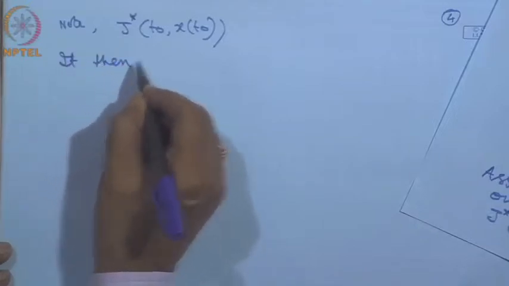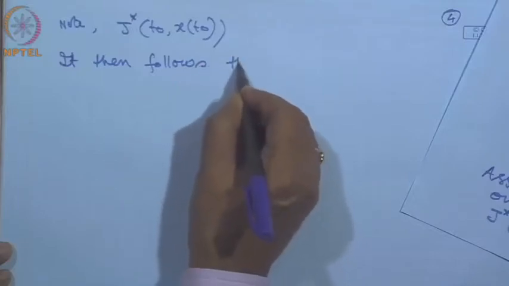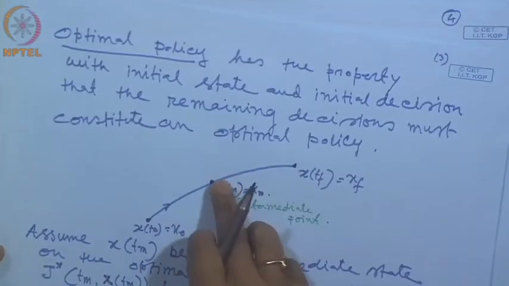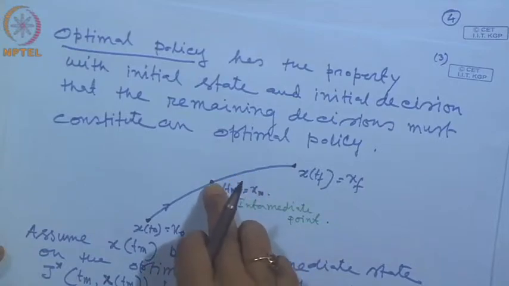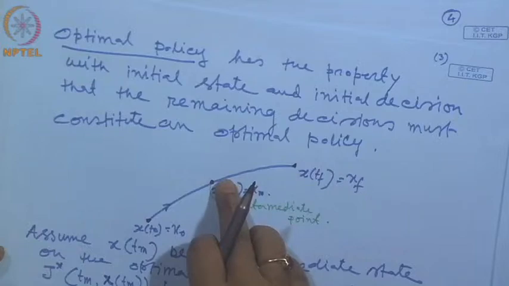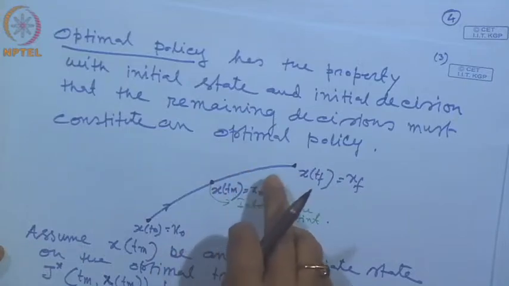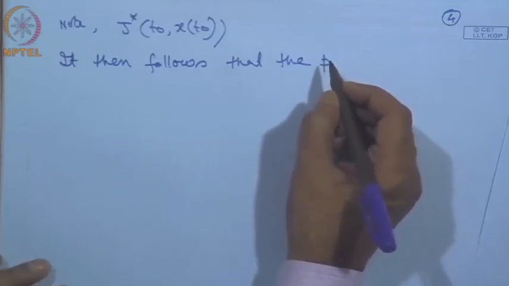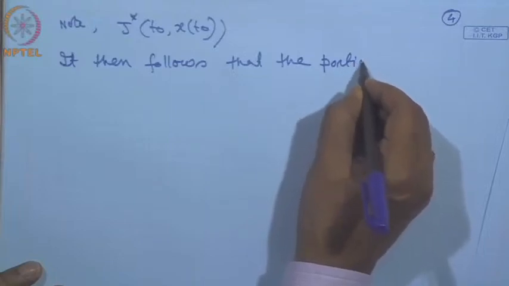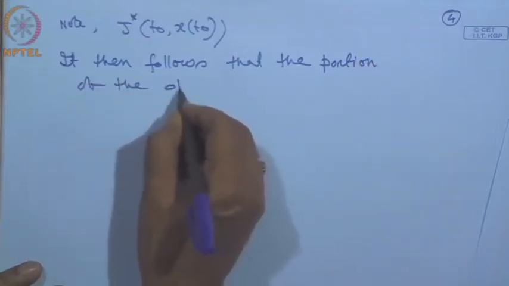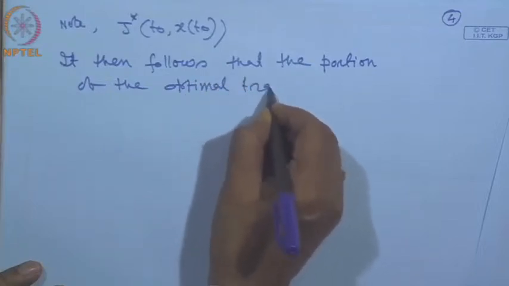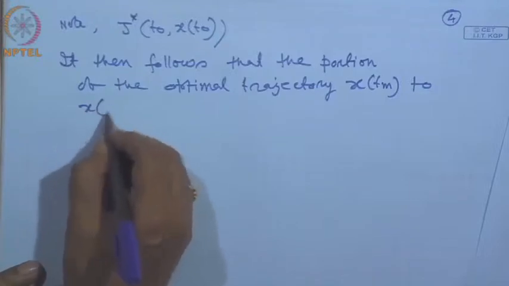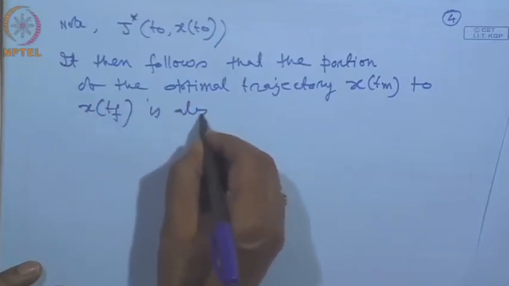Then it follows that the portion of the optimal trajectory, from the intermediate point to the terminating point, has optimum cost J star of t_m comma x of t_m. Agree? This is the case. So, that I am writing. If so, it follows that the portion of the optimal trajectory x(t_m) to x(t_f) is also optimal.